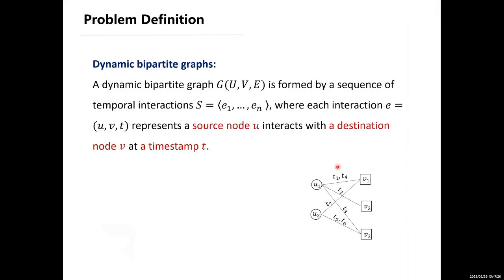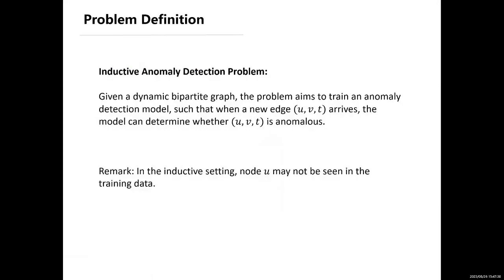So in this paper, a dynamic bipartite graph is formed by a sequence of temporal interactions, where each interaction represents a source node U interacting with a destination node V at a timestamp t. Given a dynamic bipartite graph, the inductive anomaly detection problem aims to train an anomaly detection model such that when a new edge arrives, the model can determine whether this edge is anomalous. Please note that we are talking about the inductive setting, which means the node U may not be seen in the training data.